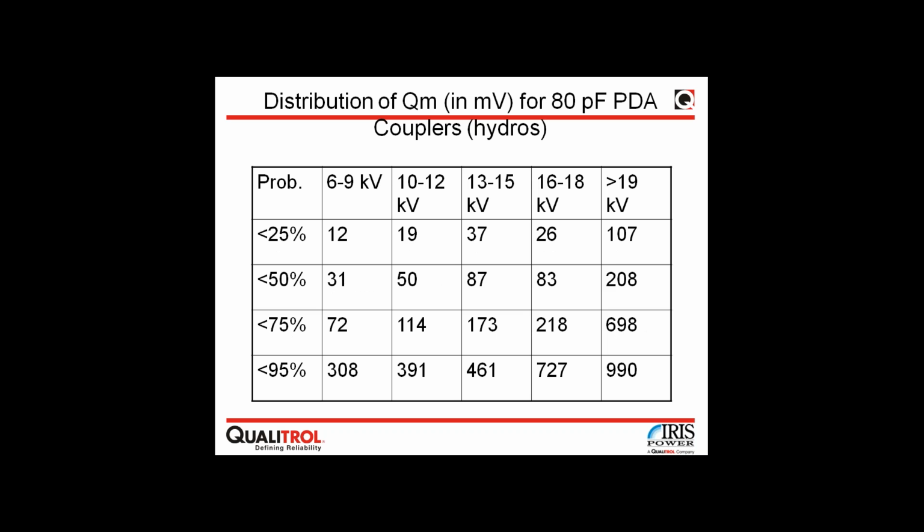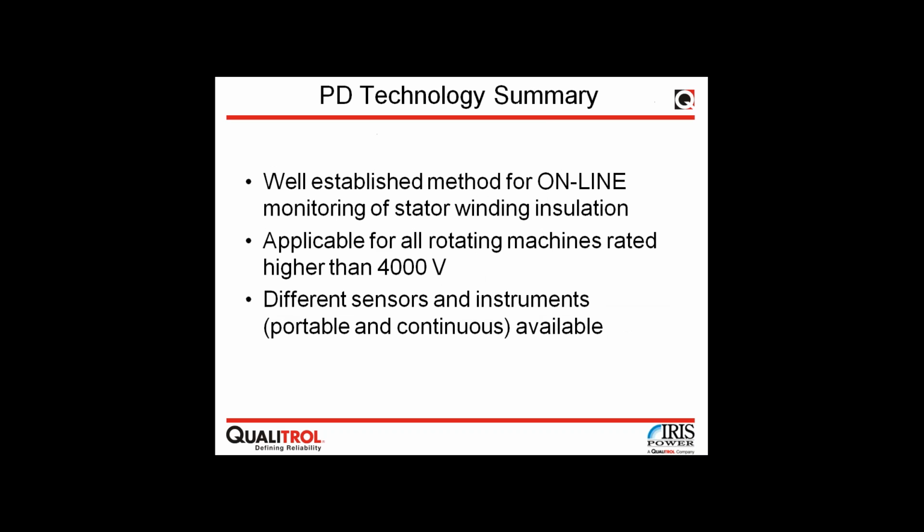Those are the typical results indicating the situation in a hydro machine. So this is separated based on voltage and based on the amplitude of the QM signals. And after the first test, the operator can compare his results with the results here and conclude whether it is in a safe or a not so safe group.